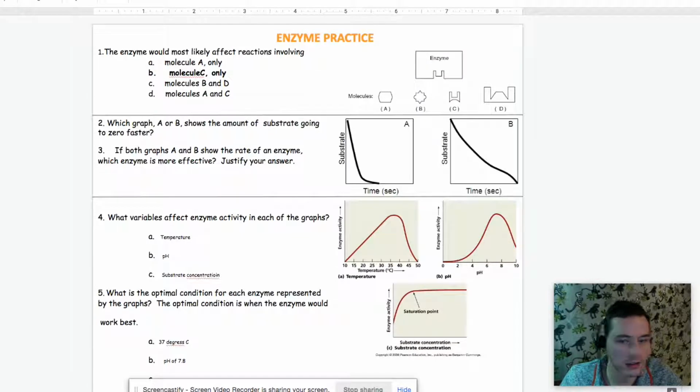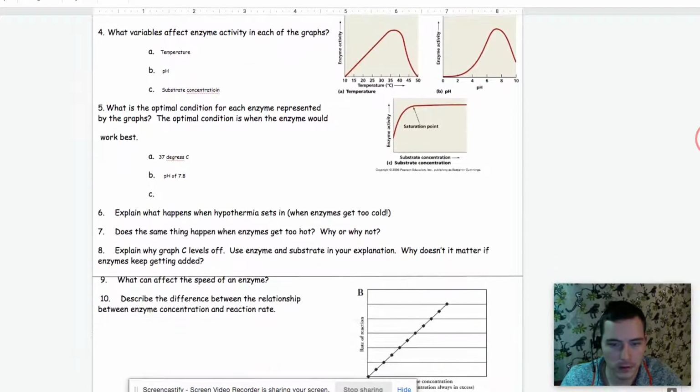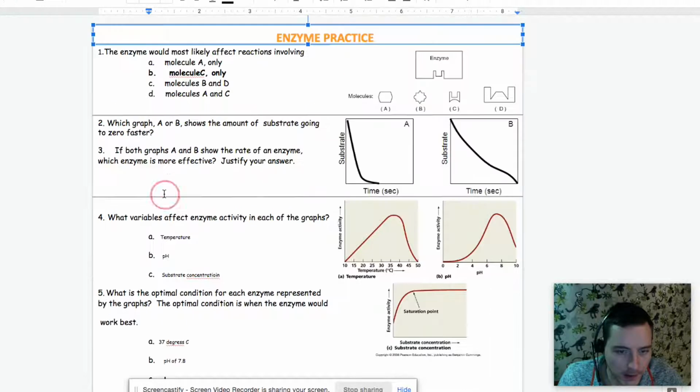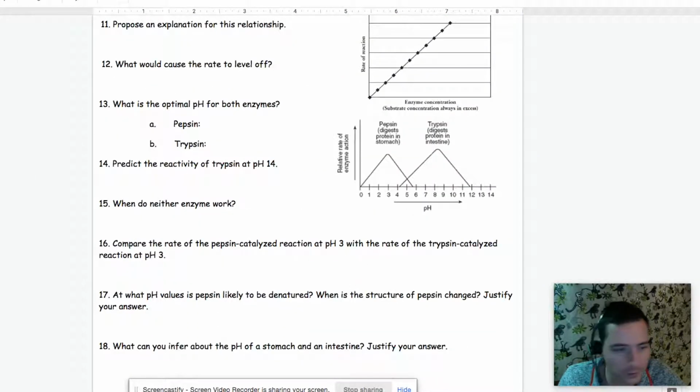And letter C, what's the optimal substrate concentration? We're going to skip that because it's not really on there.